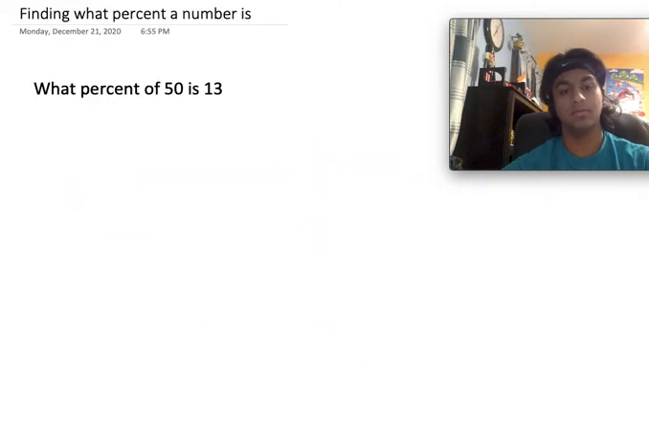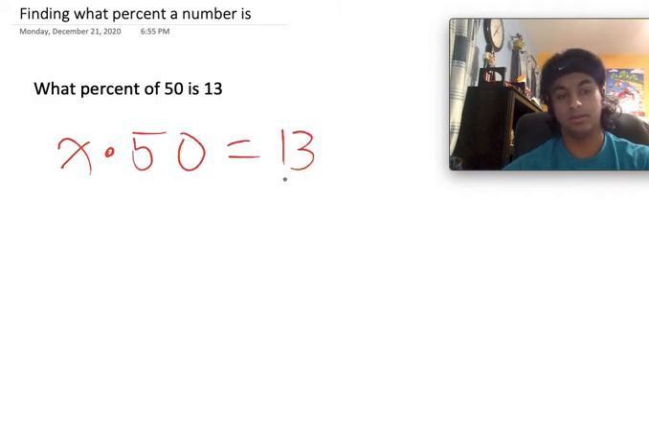Now, for the next type of problem, what percent of 50 is 13? So you know that 50 is your big number and 13 is the number you need to get. So some percent, so let's just say like your percent as a decimal, let's just say x, you'd multiply it by 50 and then you would get 13. So now, since this is your standard problem, all you have to do is just solve for x.